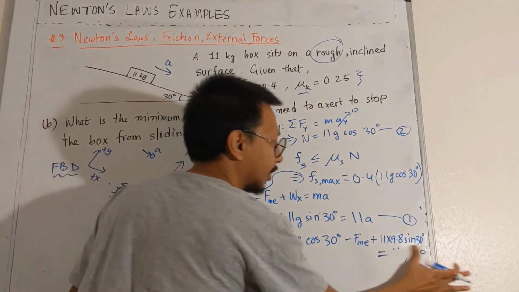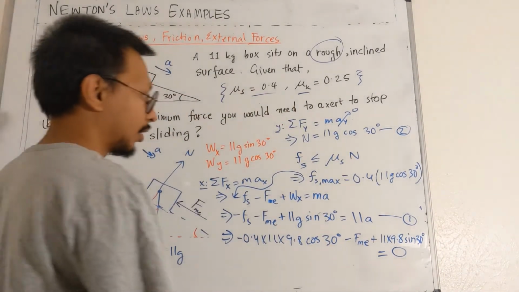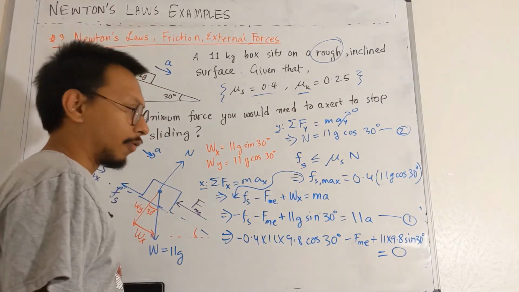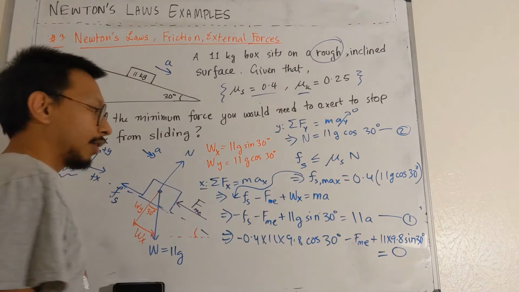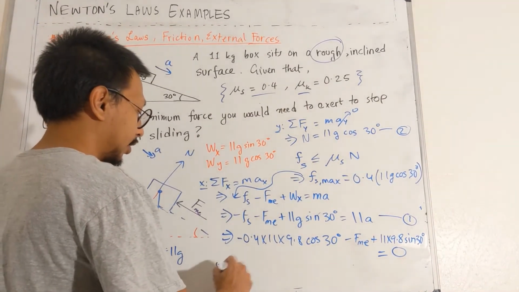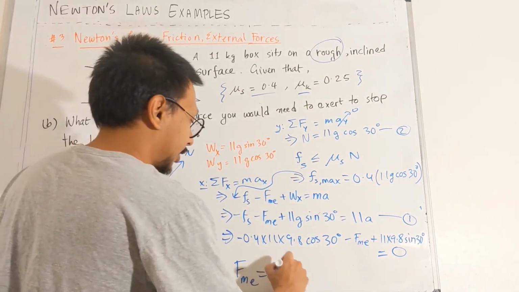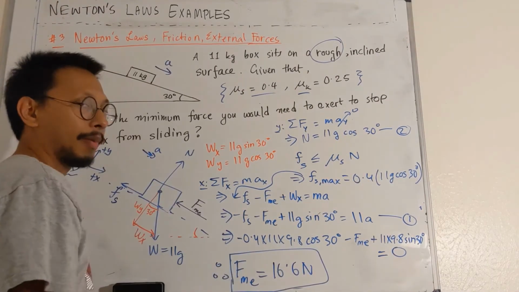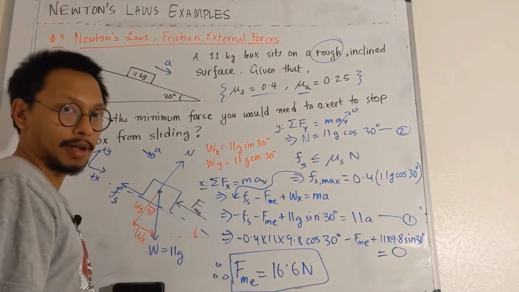So this whole side is 0, right? Then we add F me to both sides of the equation to solve for it. So on the left hand side F me goes away, on the right hand side we have plus F me. Therefore, solving for F me yields 16.6 newtons. This is the minimum amount of force I would need to exert on the box to stop it from sliding down the plane.